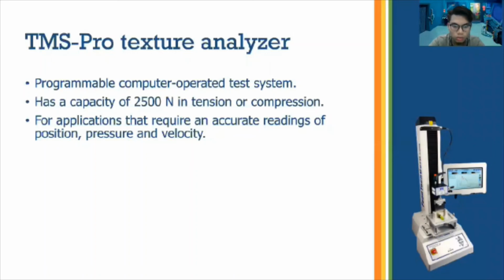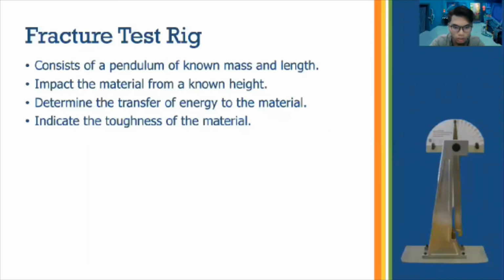So we're going to the next equipment. It is the fracture test rig. The fracture test rig consists of a pendulum of known mass and length, which is released to hit an object from a known height. The transfer of energy to the material can be determined by measuring the difference in hammer height before and after the fracture.